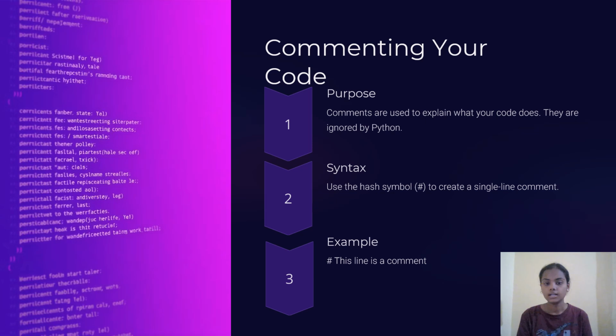Commenting your code. The purpose: comments are used to explain what your code does. They are ignored by Python. Syntax: use the hash symbol to create a single-line comment, because if you put a hash and comment anything, it is not part of the program or any syntax. It is just used for commenting on the program. For example, # This line is a comment.